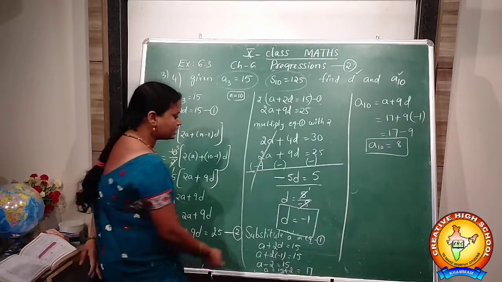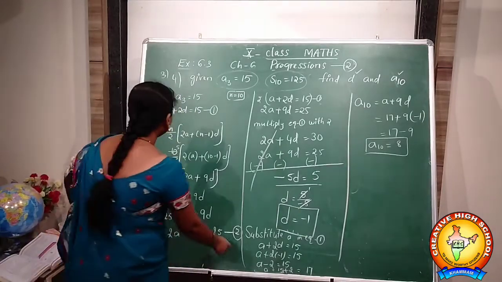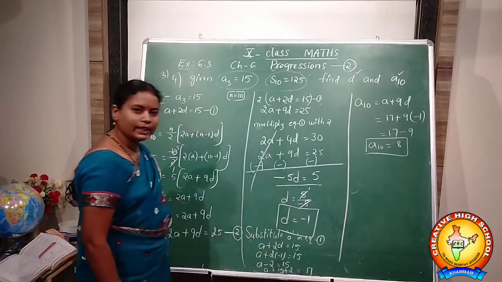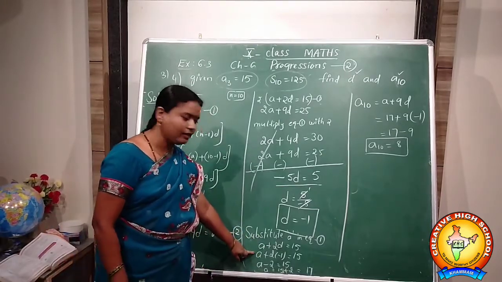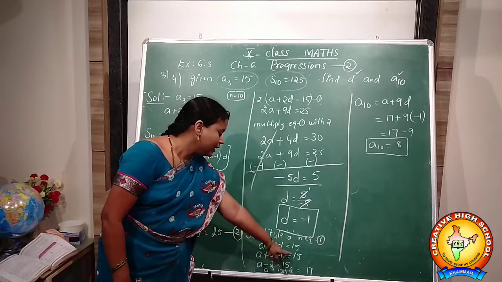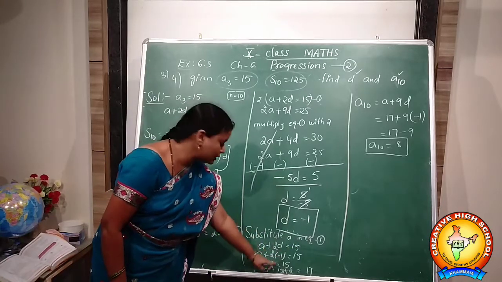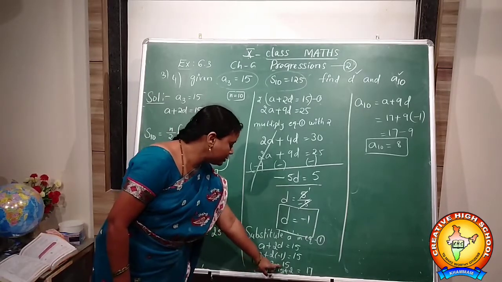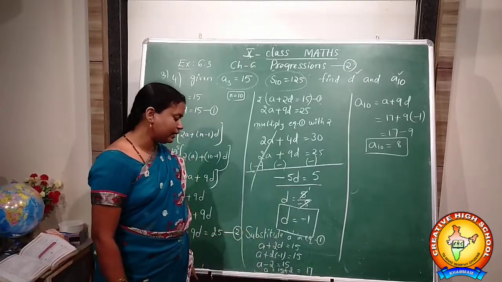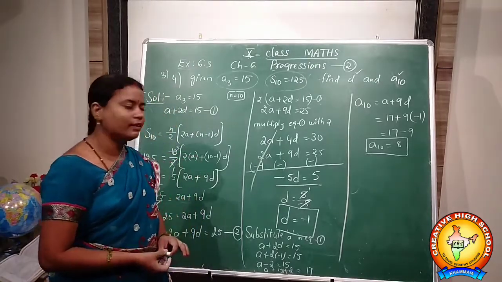If we substitute the d value in any equation, then we will get the a value. a plus 2d is equal to 15. We don't know the a value, plus 2 into the d value, which we got as minus 1, is equal to 15. 2 ones are minus 2. a minus 2 is equal to 15. a is equal to 15, and if we move minus 2 across, it becomes plus 2. 15 plus 2 is equal to 17.